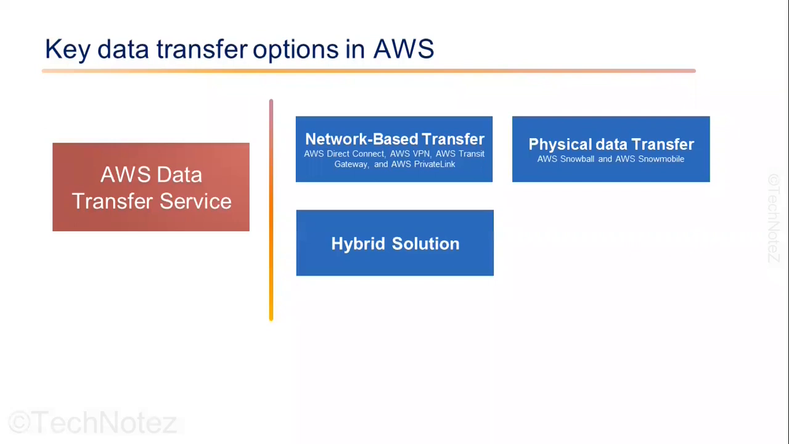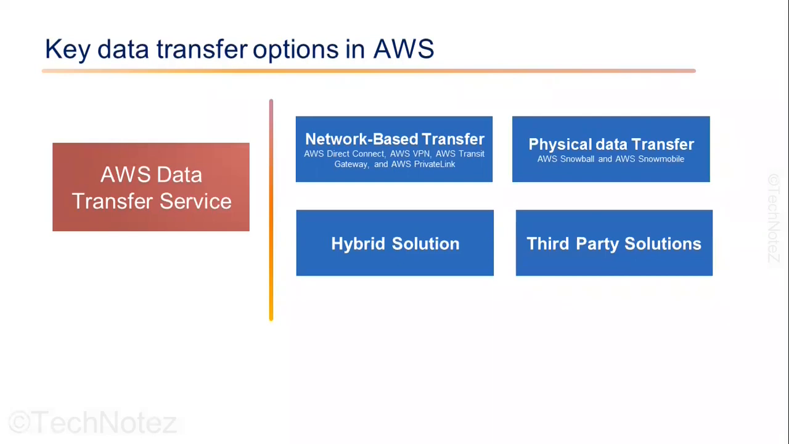Hybrid solution. AWS also offers hybrid solutions for data transfer such as AWS Storage Gateway, which enables the business to seamlessly integrate on-prem infrastructure with the AWS cloud. Third-party solutions. AWS also supports a wide range of third-party data transfer solutions, enabling the business to choose a solution that best fits their needs.